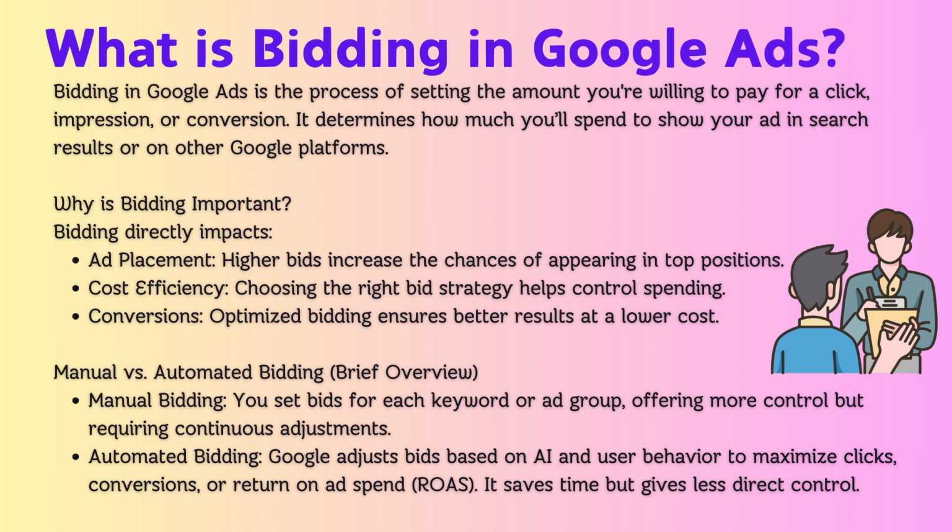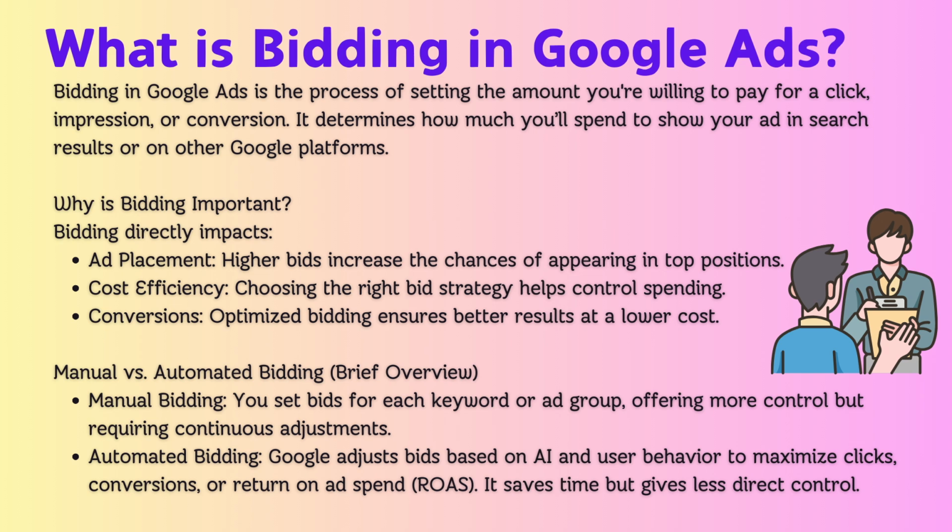And we'll know why bidding is important. Bidding directly impacts the ad placement. The more you bid, the higher your ads will show in the ad placement. Like if you bid 40 rupees and the highest bid is 80 rupees, your ad may be shown in the second place, and the person who bid 80 rupees will show in the sponsored ad at the top, always top. So bidding is very cost effective. Choosing the right bid strategy helps control spending. And bidding also affects conversions. So optimizing your bid ensures better results at a lower cost.